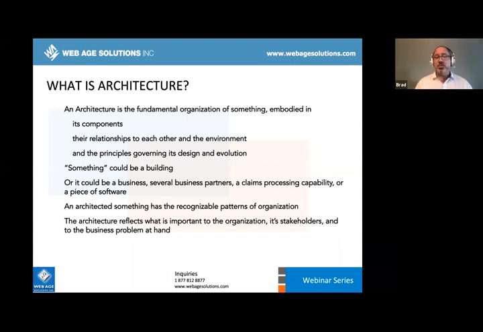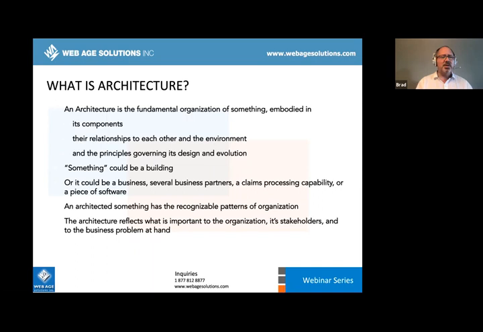Now, I use the word something very deliberately, that very vague word, because something could be a building, but it could also be a business. It could be a collection of several business partners who work together. It could be something inside a business, like a claims processing capability. It could be a system, an application. It could be the way that you do a number of things inside a business. All of those things fit into this category of things that can be architected or things that have architecture.